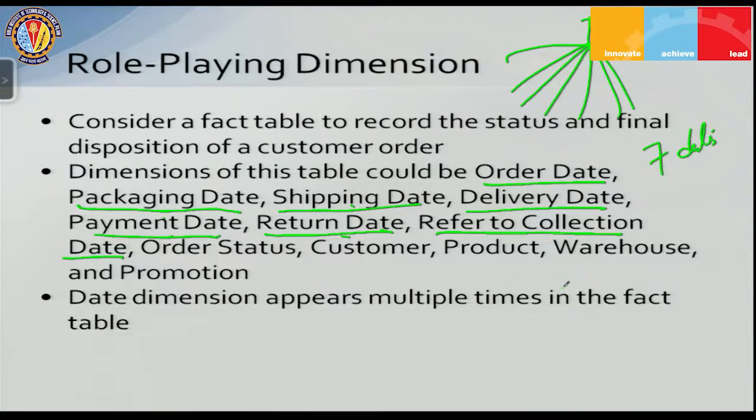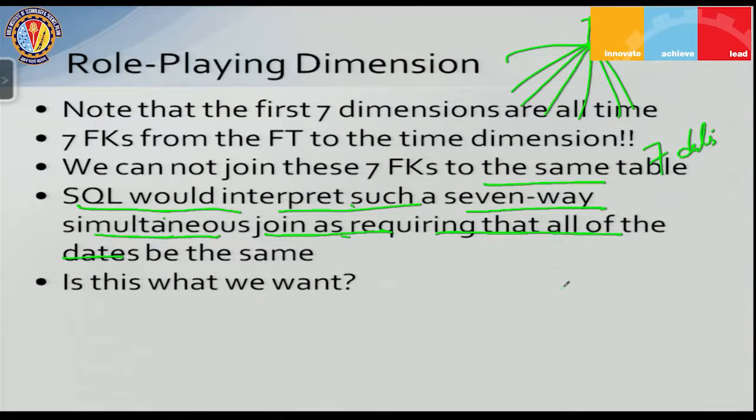Whenever you encounter this situation, you have to model them as role-playing dimensions. Let us see how we do this. Note that the first 7 dimensions are all time, and there are 7 foreign keys from the fact table to the time dimension. This is what I am showing here at the top. We cannot join these 7 foreign keys to the same table because SQL would interpret it as a 7-way simultaneous join requiring that all the dates be the same, right? And is this what we want? The answer is no.